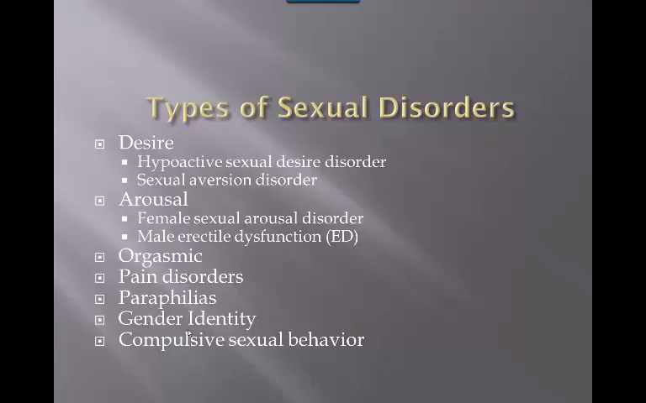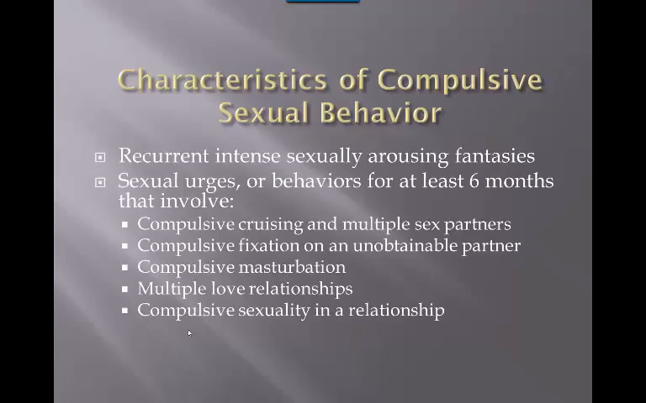Paraphilias are sexual expressions characterized by recurrent, intense, sexually arousing fantasies, sexual urges or behaviors generally involving 1. non-human objects, 2. suffering or humiliation of oneself or one's partner, or 3. children or other non-consenting persons. Gender identity disorders have to do with strong identification with the opposite sex and persistent discomfort with one's assigned sex. People who identify with and live as if they are of the opposite sex are transsexuals. Transvestites are those who cross-dress for sexual arousal. The last one, compulsive sexual behavior, is on the next slide.